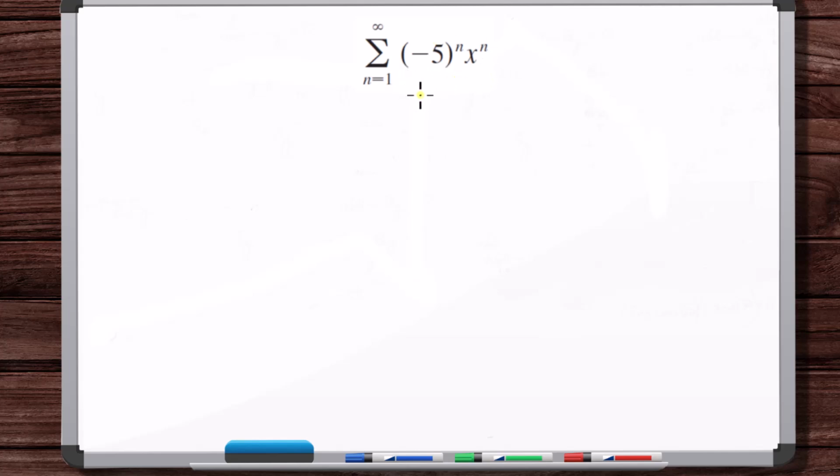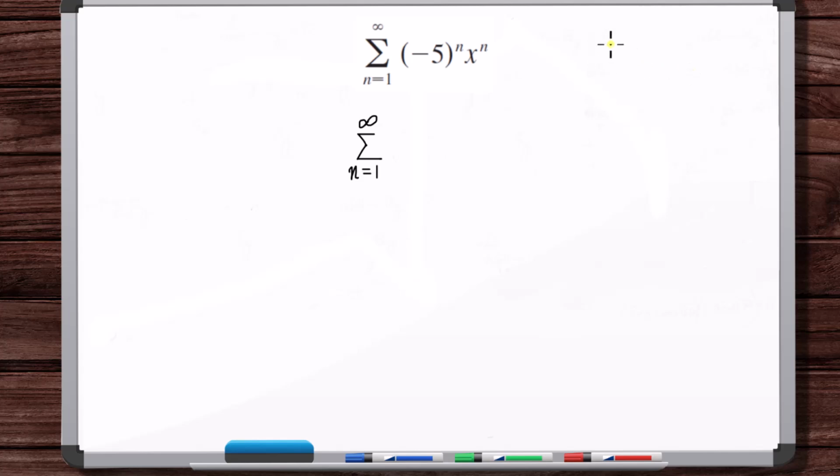And what we want to do is state for what values of x the series is convergent, and then for those values of x, what is the infinite sum? All right, so it looks like this. We could write this as a geometric series, and we know how to evaluate geometric series.